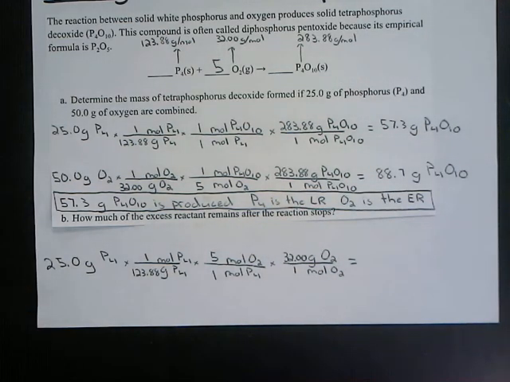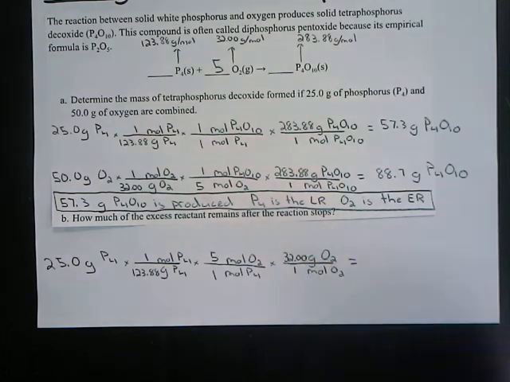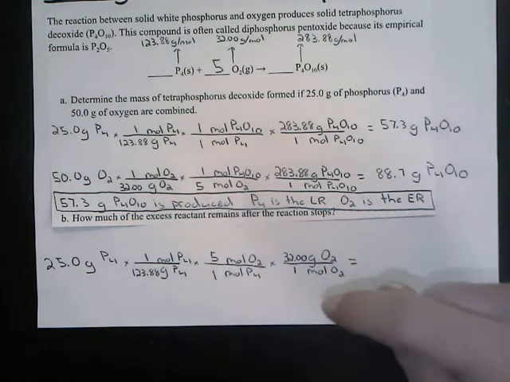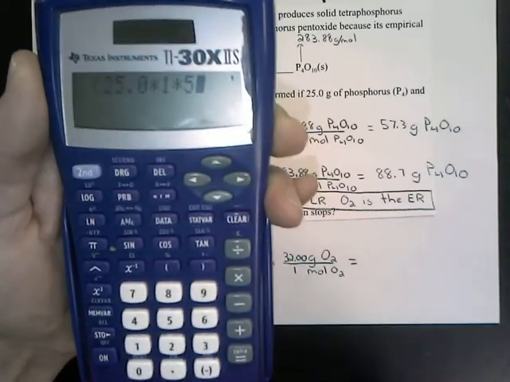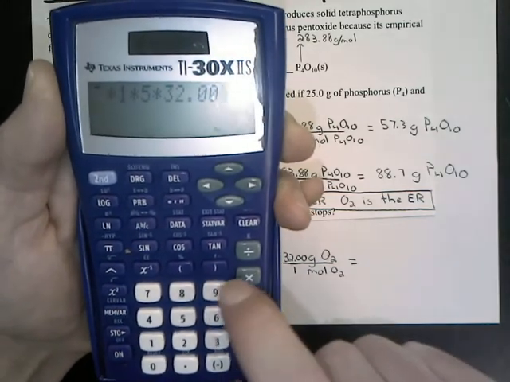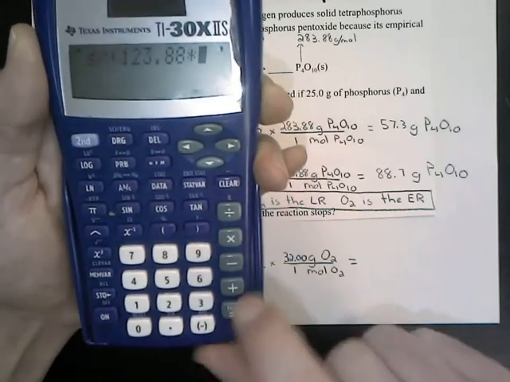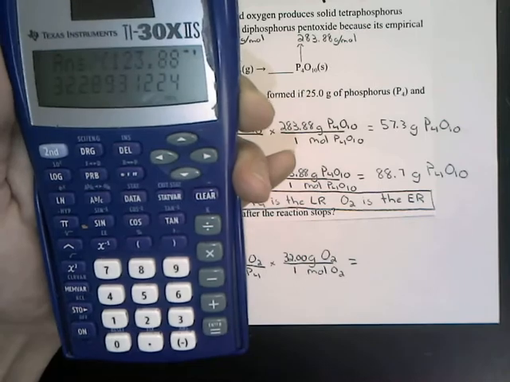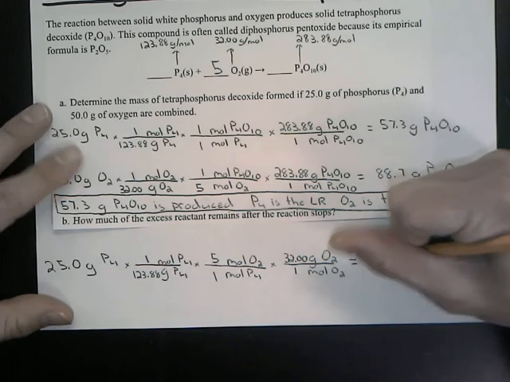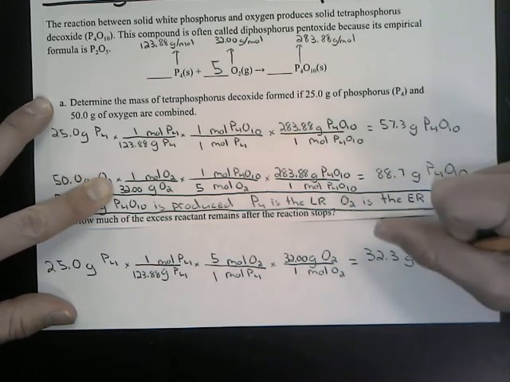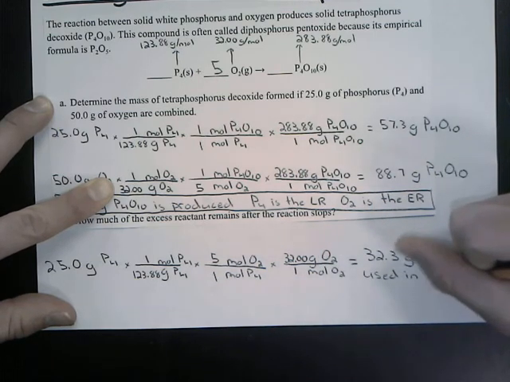All right, so now we need to do a little converting here. We're going to take 25 times 1 times 5 times 32 divided by 123.88 times 1 times 1. So 25.0 times 1 times 5 times 32.00. Press enter. We divide it by 123.88 times 1 times 1. Close the parentheses. We get a value of 32.3. So this is 32.3 grams O2 used in reaction.